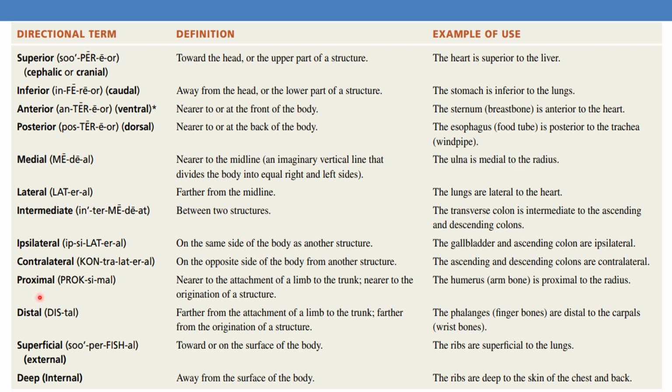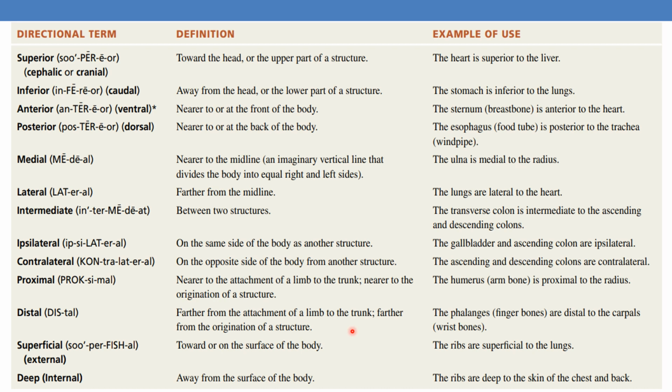The next term is proximal, nearer to the attachment of a limb to the trunk. Proximal means nearer to the attachment of a limb to the trunk or nearer to the origination of the structure. For example, the humerus is proximal to the radius because the humerus is nearer to the attachment of the limb to the trunk than the radius.